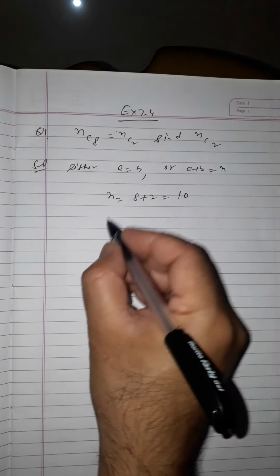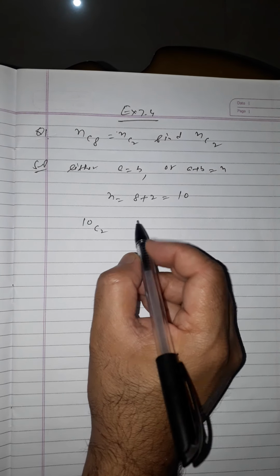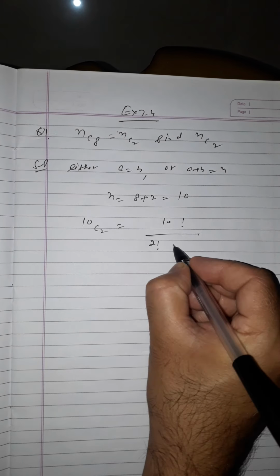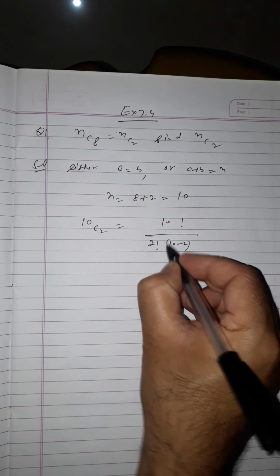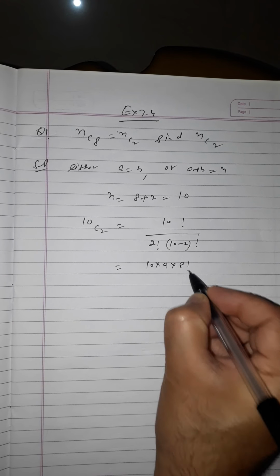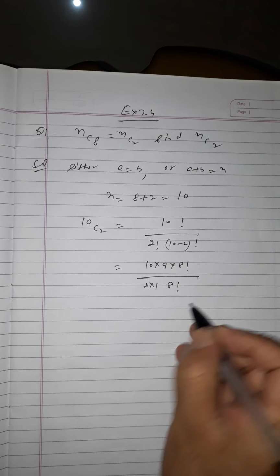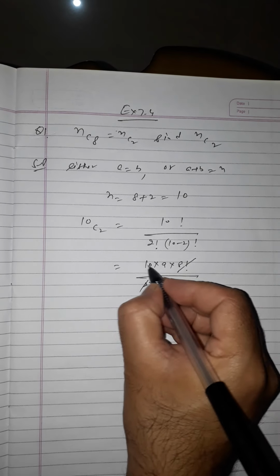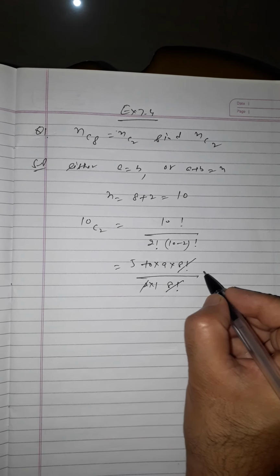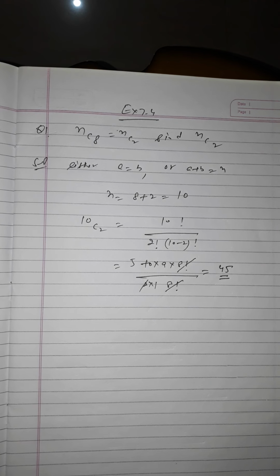So what can we say? We can put the value of n, that is 10C2, which will come as equal to 10 factorial upon 2 factorial into 10 minus 2 factorial. It will come as 10 into 9 into 8 factorial upon 2 into 1 into 8 factorial here, students. The 8 factorial will cancel out. 2 fives are 10, and it will come as equal to 45. And this 45 will be your answer, students, for this question.